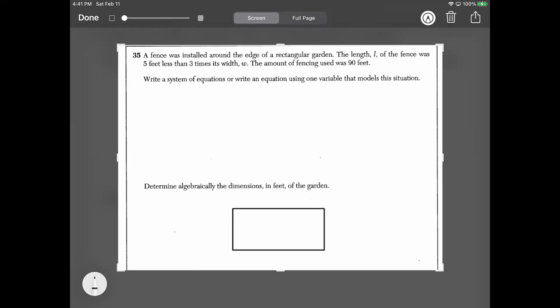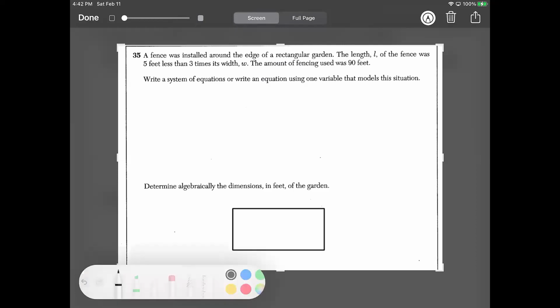This one is one of those questions where you've got to be able to translate from words into equations. And unfortunately, the calculator won't be much help for this. Basically, you just have to know how to translate.